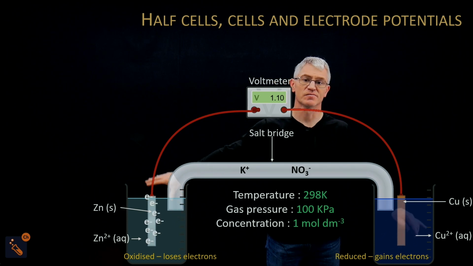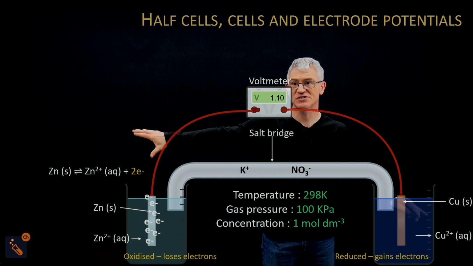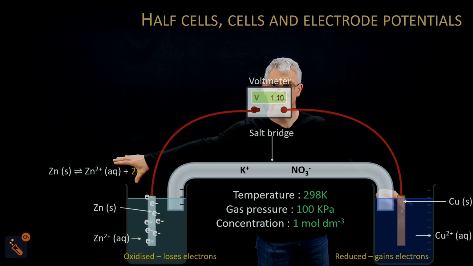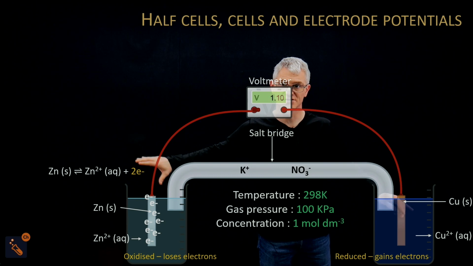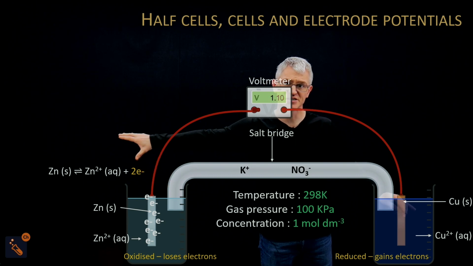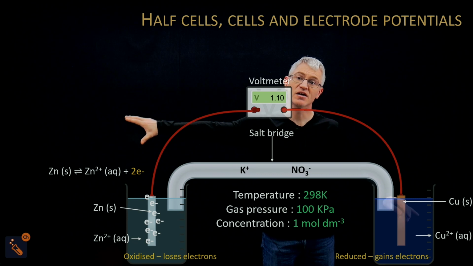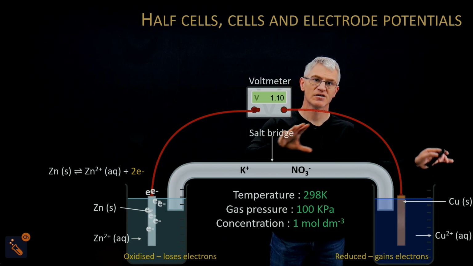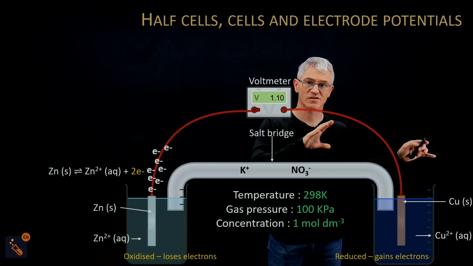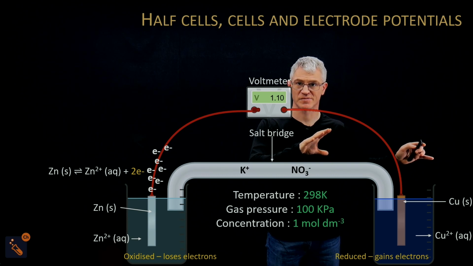Okay, so next one is, if it's oxidized, the equation will look like this. You can see it's losing 2 electrons. That means the solid is turning into the aqueous solution. On the other side, you're going to have the opposite. You're going to have reduction.